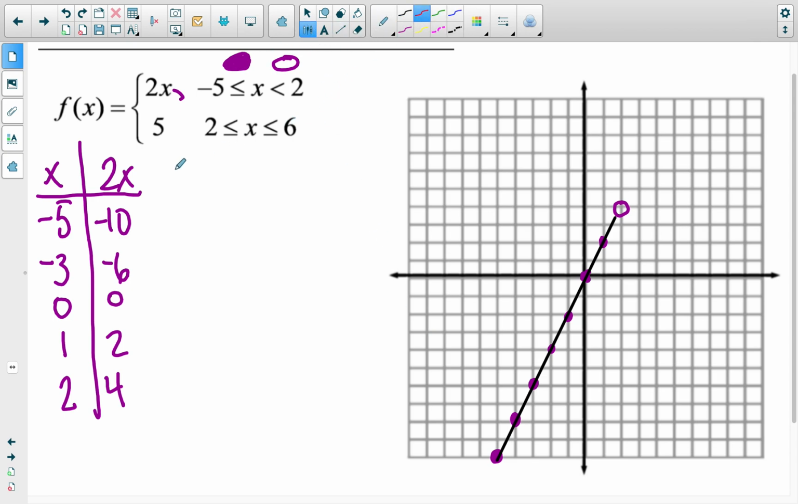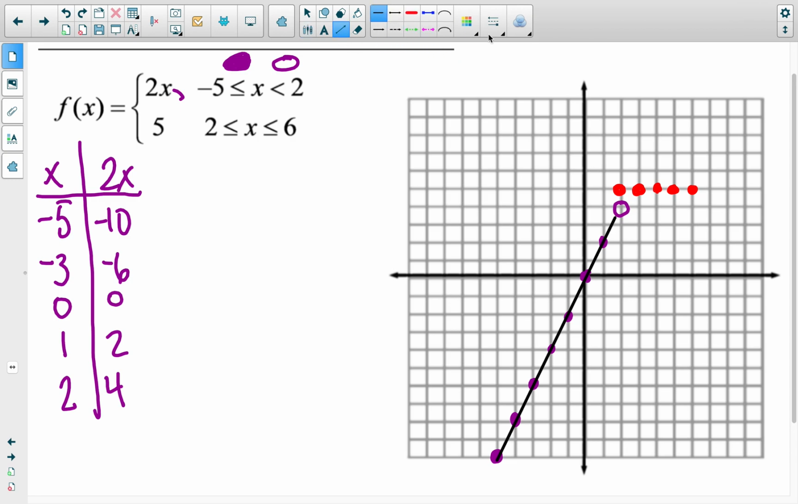For our other part, as soon as x is equal to 2, in between 2 and 6, we're going to follow the other piece of this function. So f of x equals 5, that's just going to be a horizontal line. We don't have to make a table if we don't want to, because we know that as soon as x equals 2, we're going to go up here to 5. Then we're going to have points that go like this all the way up until x equals 6. This is where x equals 6, that's where our segment is going to stop.